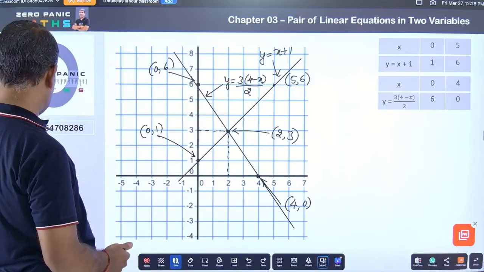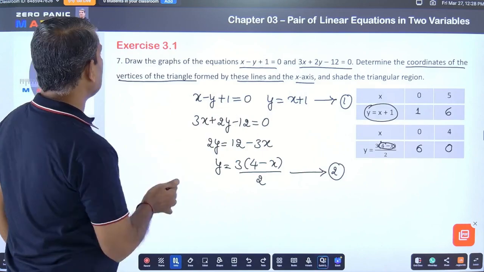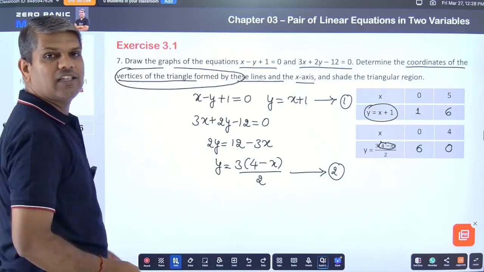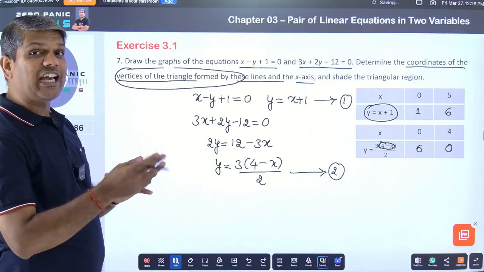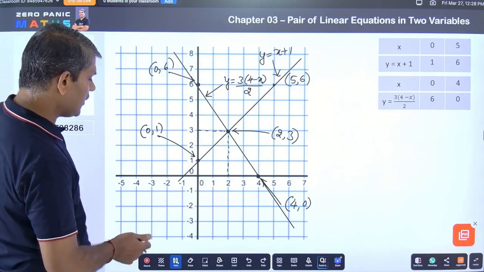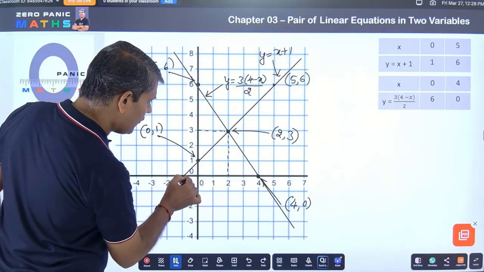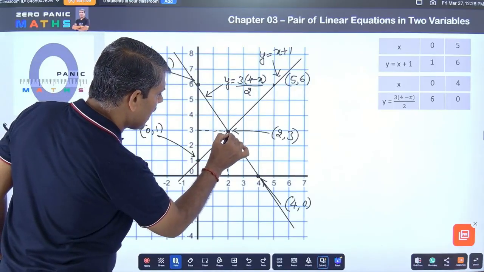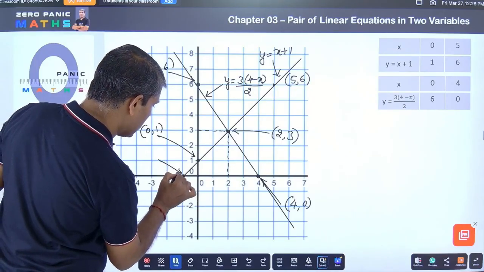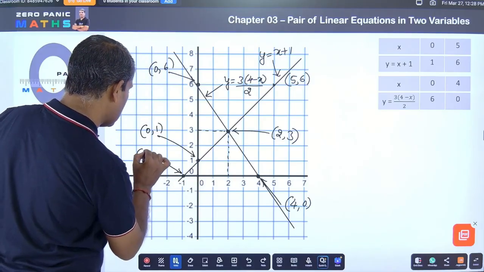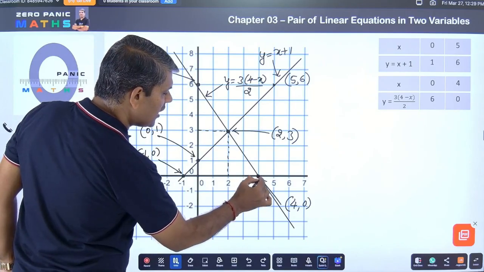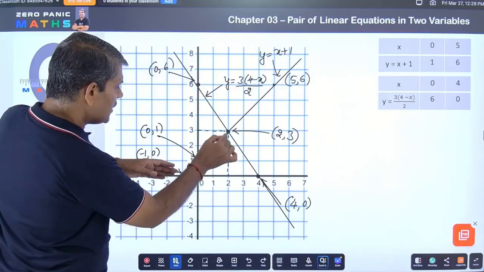And what is required for us? We have to identify the vertices of the triangle formed by these lines. Okay, so there will be a triangle that is formed. Let us identify whether the triangle is formed or not. Can you see the triangle formed by this? So this is one vertex. This is the second vertex. Okay, I can just identify this as -1 and 0 as y coordinate, and this is the third vertex (4, 0). So this is that triangle.